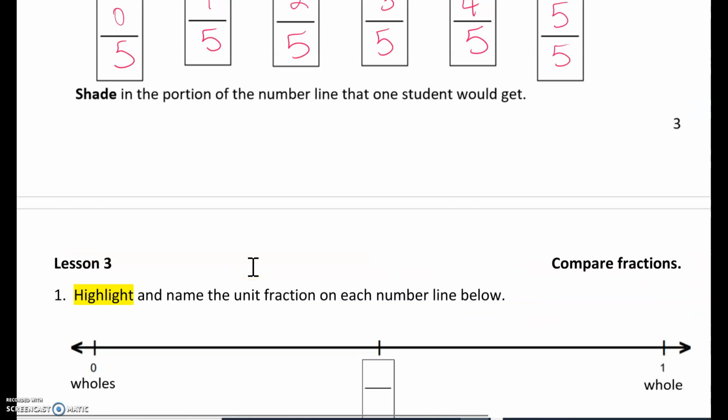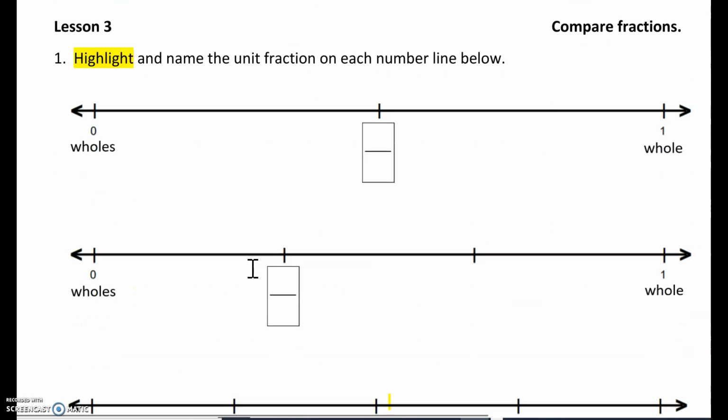Okay, so lesson 3 is asking us to highlight and name the unit fraction on each number line below. So again, how many unit fractions am I breaking this into? Well, here's 1 and 2. It is being broken up into 2 sections, so that becomes my denominator.